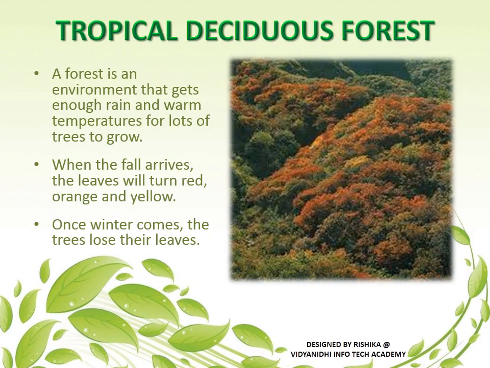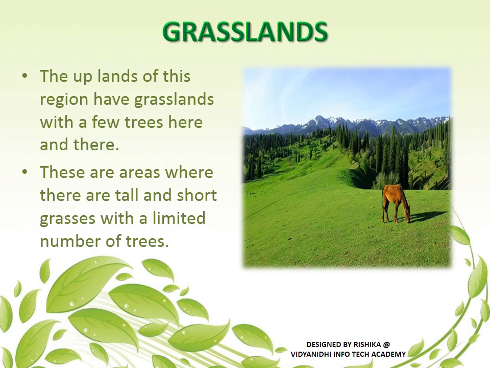Tropical deciduous forest. A forest is an environment that gets enough rain and warm temperatures for lots of trees to grow. When the fall arrives, the leaves will turn red, orange, and yellow. Once winter comes, the trees lose their leaves. Grasslands. The uplands of this region have grasslands with a few trees here and there. These are areas where there are tall and short grasses with a limited number of trees.